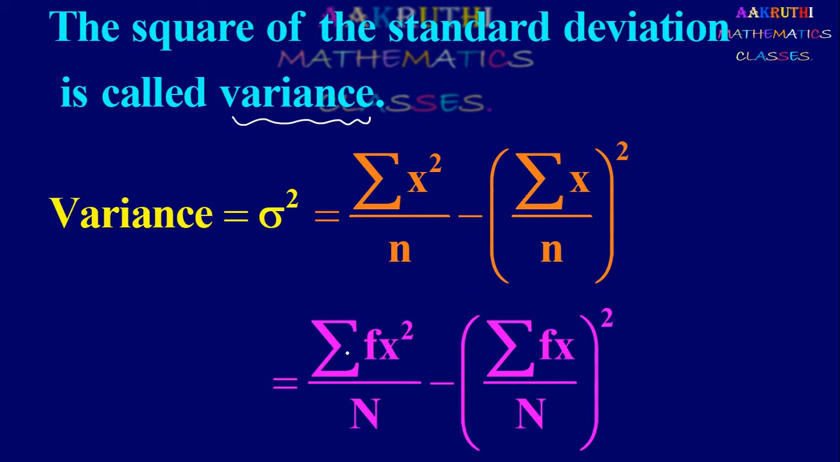It is for raw data. For grouped data, that is when frequency is given, we have to use summation of fx square by n minus summation of fx by n whole square. Or we can use the mean also, that is summation of (x minus x bar) whole square divided by n, which is variance, and variance is denoted by sigma square.